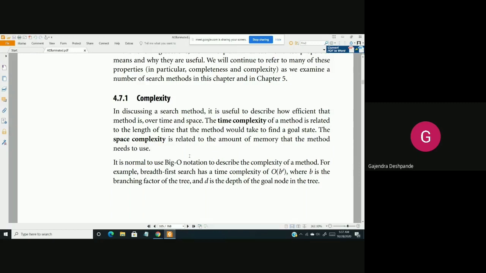Now it is normal to use big O notation to describe the complexity of a method. For example, breadth first search has a time complexity of big O of b raised to d, where b is the branching factor of the tree and d is the depth of a goal node in the tree. It is not the depth of other nodes; it is the depth of a goal node in the tree.